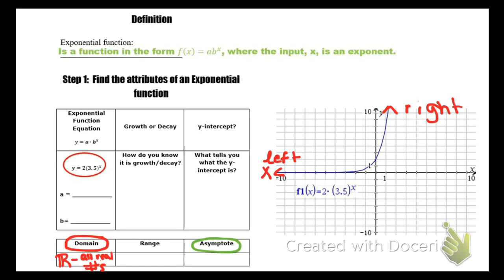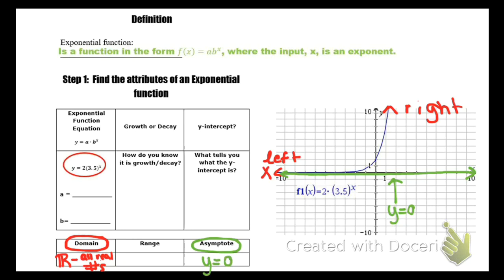So in this situation, this function is getting really close to the x-axis, but it's never going to touch it. So I need the equation for that x-axis, which is y equals 0. So my asymptote is y equals 0.